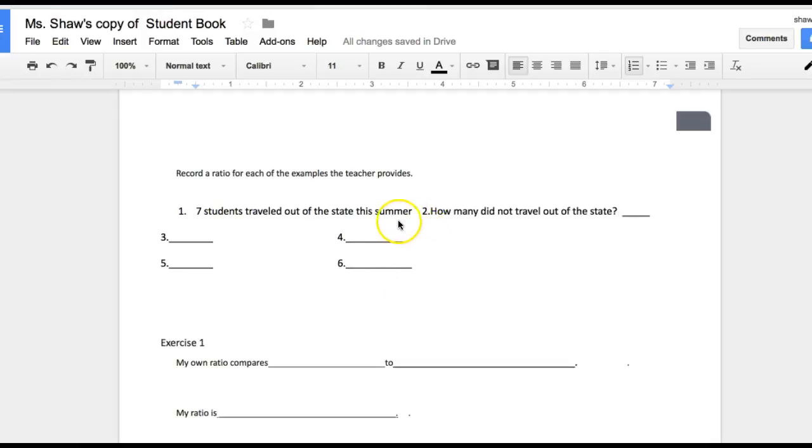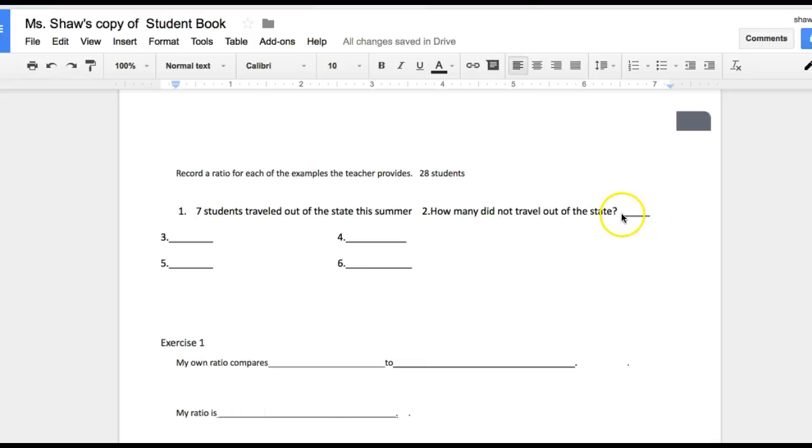Okay, I paused it and wrote it in. If 7 students traveled out of the state this summer, how many did not travel out of the state? And let's give our class a number of 28 students. Out of 28 students, 7 students traveled out of the state this summer. How many did not travel out of the state? Take a minute and figure that out.